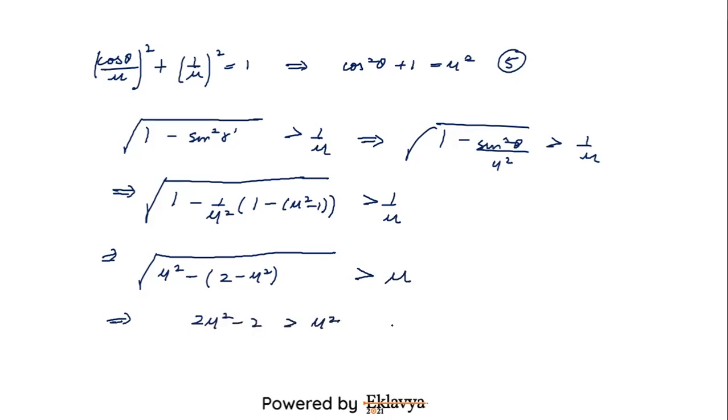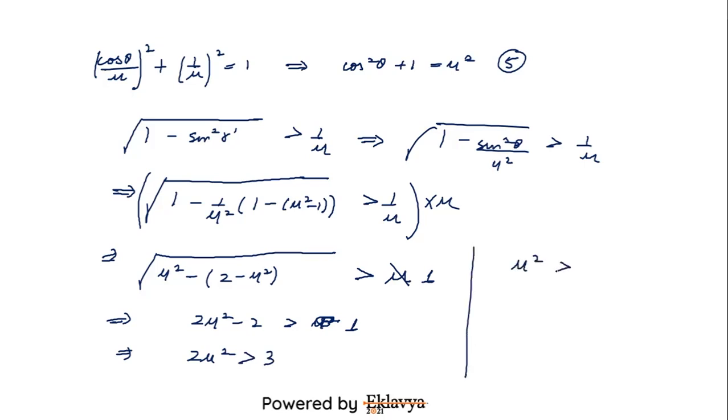A slight correction here, after multiplying with mu, this entire equation we multiplied with mu, so that will leave 1 here and not mu, so it will be 1. So from here we will get 2 mu square greater than 3, which means that mu square should be greater than 3 by 2. So mu should be greater than root 3 by 2.